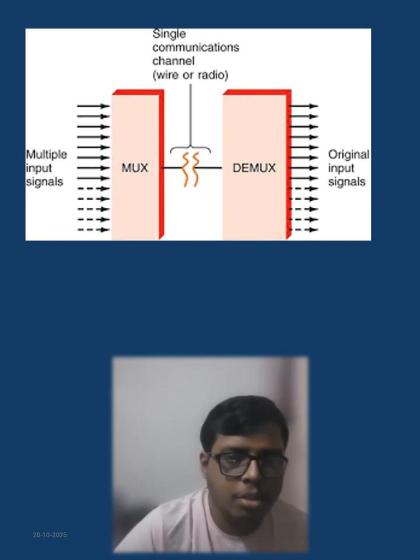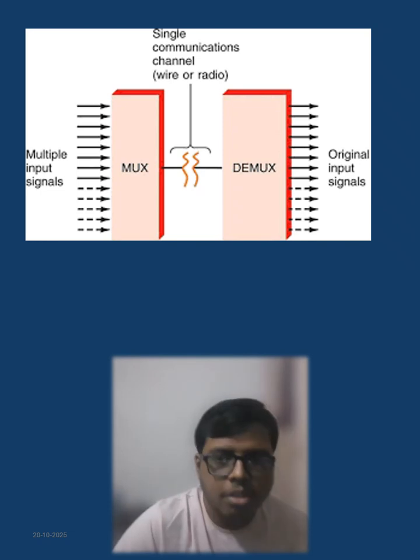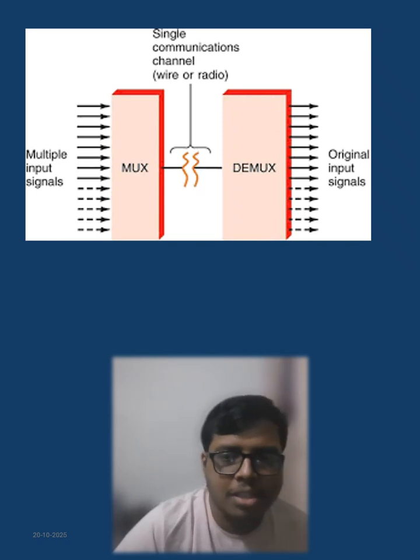You have seen this in your manual, that there are multiple inputs. It goes through one output, that is your single communication channel. It is wired or radio, that is mentioned in here. And in the demultiplexer, the same signal that is getting demultiplexed will be displayed in different output channels, as the original input signals. So this is a method of using our communication channels in a more resourceful and more efficient way.